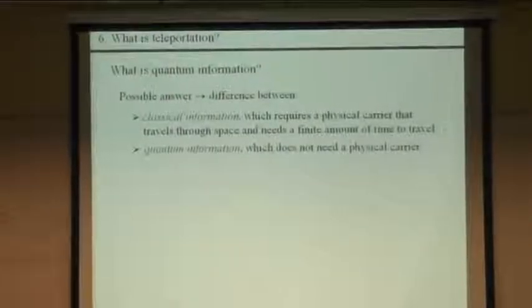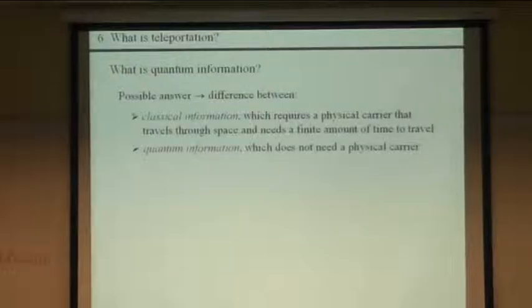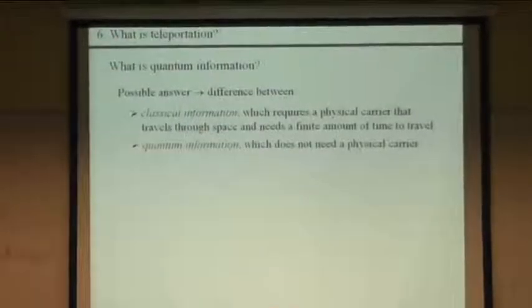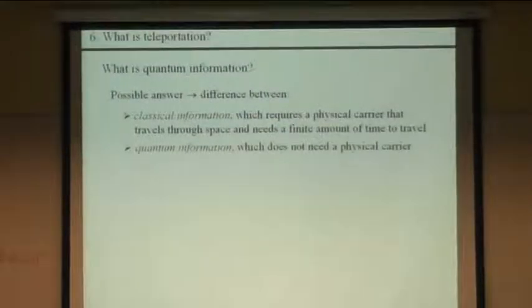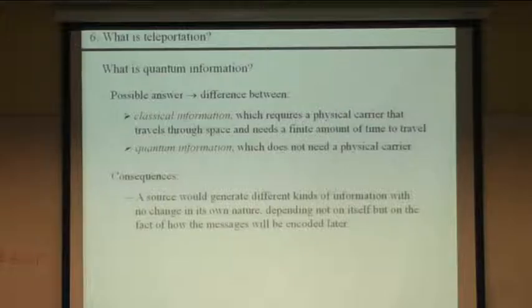One could say, precisely, that the difference between classical information and quantum information is the fact that classical information requires a physical carrier to travel from one point of space to another, so it is limited in speed, for instance. On the contrary, quantum information does not need a physical carrier. Okay, this must also be a possibility, but we have to face the consequences. And the consequences are similar to those we saw before.